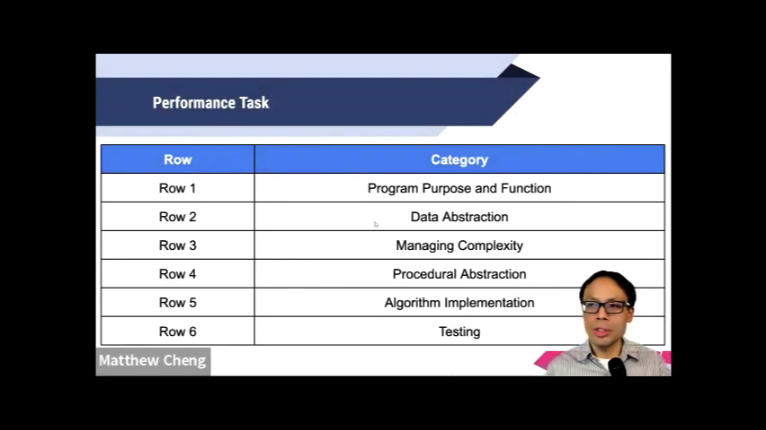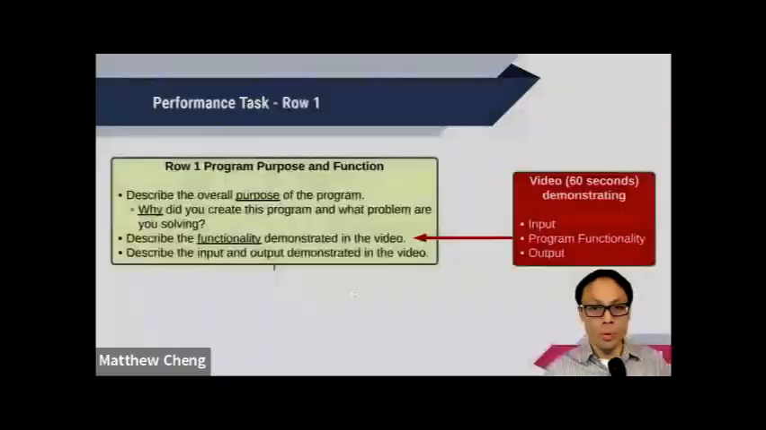All right, so just as a quick overview, we've got 6 rows. Students have to get all the different parts of each row in order to get full credit. Just category wise, row 1 is program purpose and functionality. Row 2 is data abstraction. Row 3 is managing complexity, specifically of your data structure. Row 4 is procedural abstraction. Row 5 is algorithm implementation. And row 6 is testing the procedure.